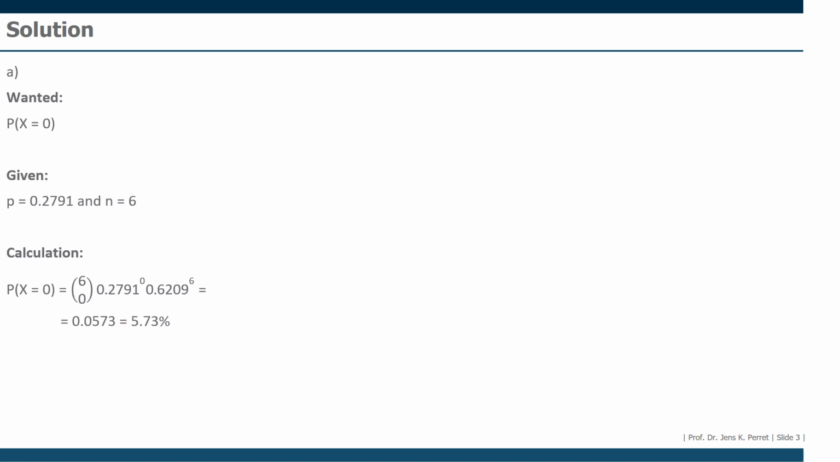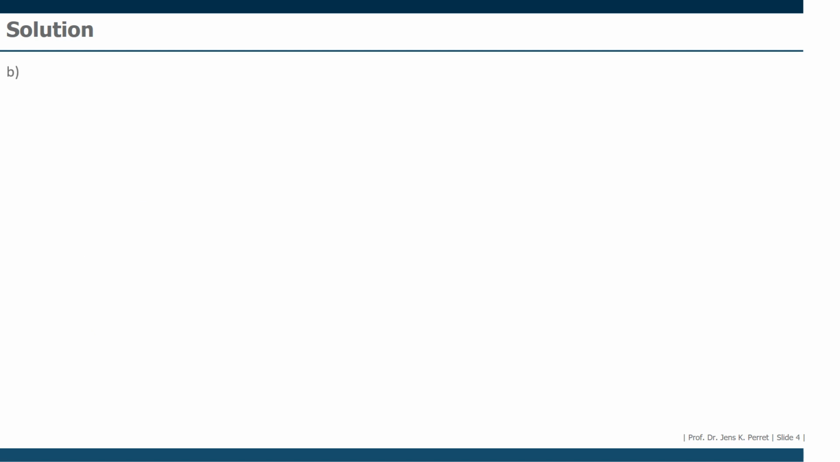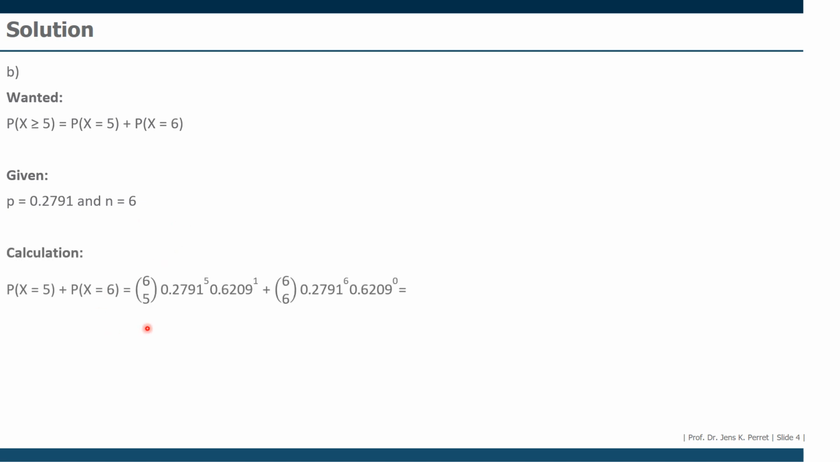Well, that was already part 1. So let's move on to part 2. Here in part B, we're interested in at least 5 of the videos being on distributions. So, well, we have a sample size of 6. The easiest way to go is actually to calculate the probability for 5 and 6. If we do this, we can also take the information we had before about the probability and about the sample size. So we take those numbers and insert them again into the probability function.